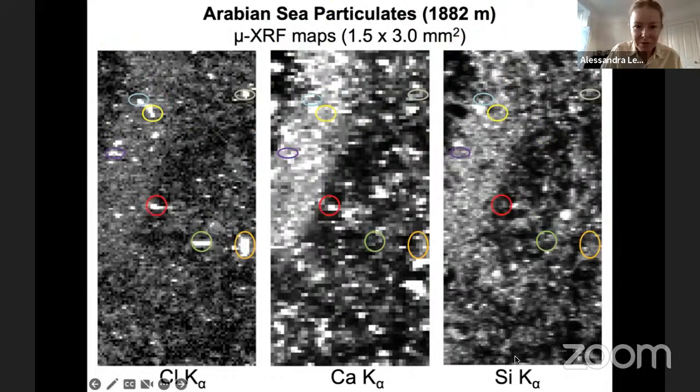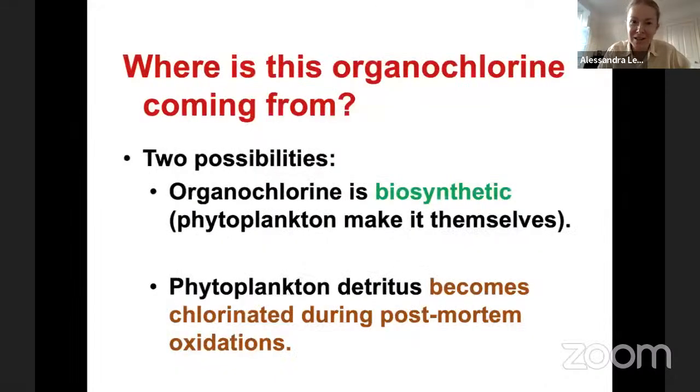And here I'm going to show you those little circles again to orient you. That aliphatic organochlorine corresponds to a calcium hotspot. So could this be something to do with a calcium carbonate bearing skeleton, like a foraminifera or a coccolithophore? Whereas all of those aromatic hotspots don't correspond to any particular hotspots of calcium. And there are no hotspots of silicon corresponding to any of those organic chlorine hotspots. So that suggests that maybe this isn't from one of the dinoflagellates or diatoms.